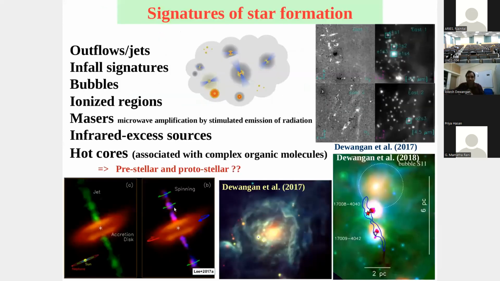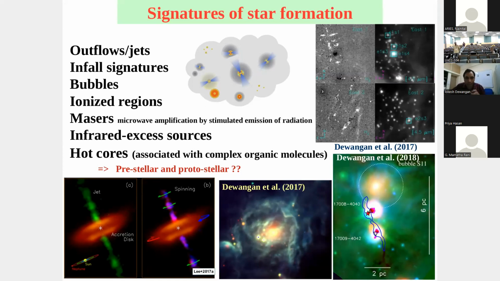Now, what are the signatures of star formation which we know? In general, we know these star forming regions are associated with outflows. They have infall signatures. Also, as I said, bubble-like features are there. Then they are associated with radio continuum emission, the ionized emissions. They are also associated with masers, then young stellar sources or infrared excess sources. Then you have hot molecular cores. They are simple cores, but they are associated with complex organic molecules. And if you measure their temperature, it is very high, more than 100 kelvins. These cores are known as hot cores.